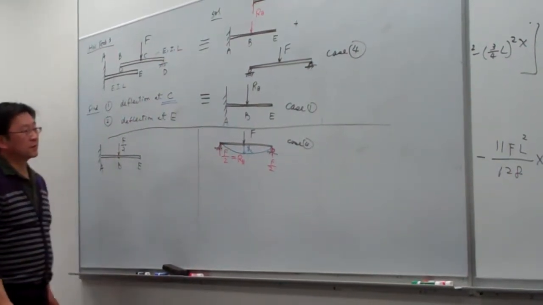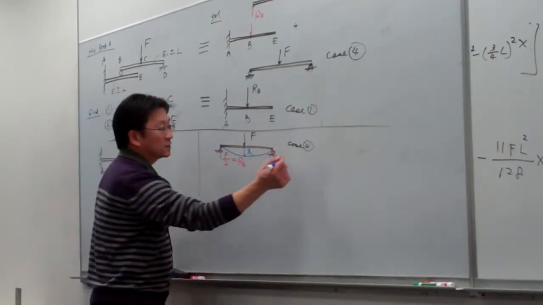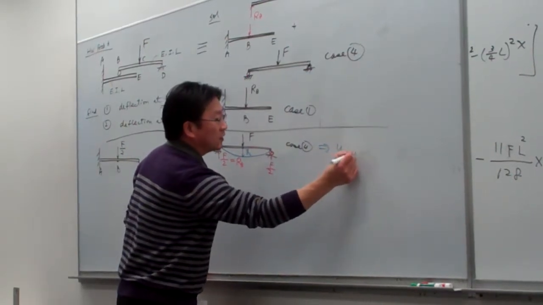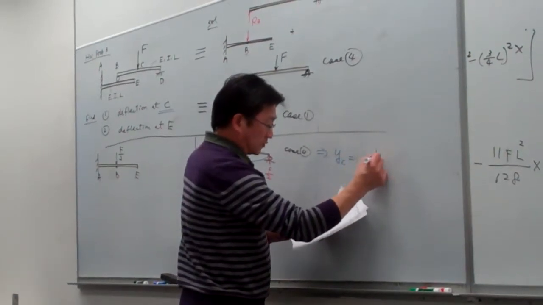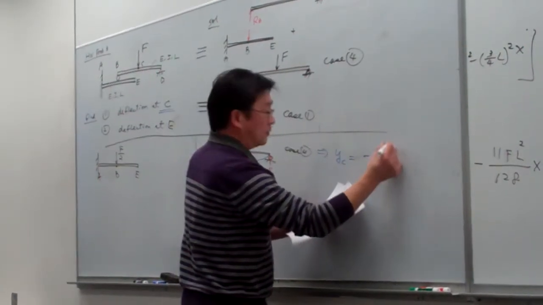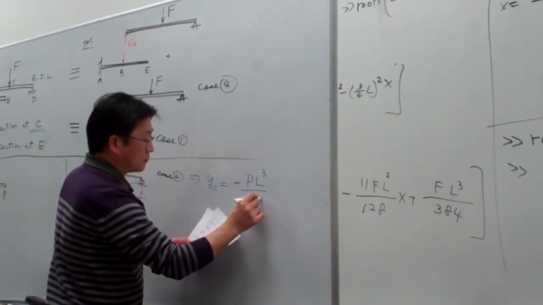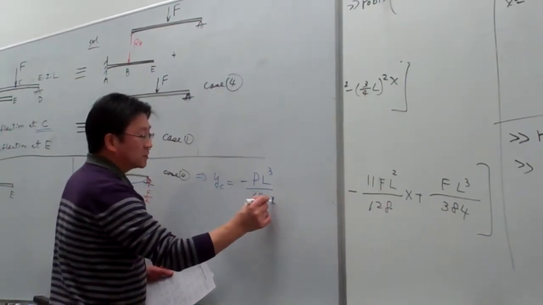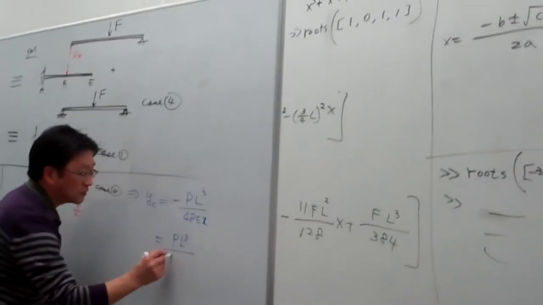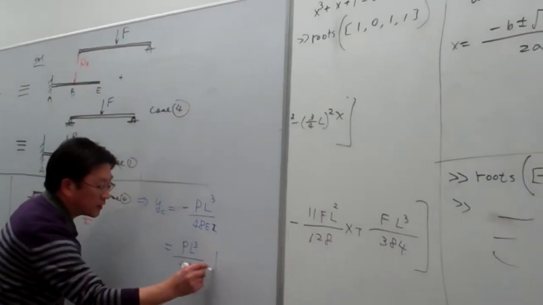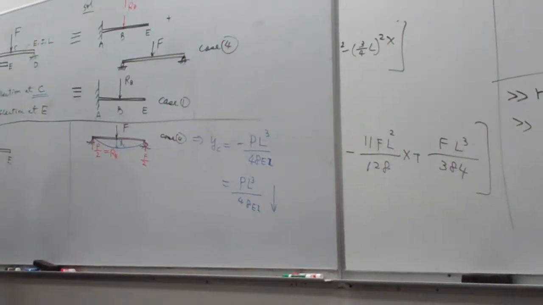YC for this case, okay? So for this case, we can check out from case 4, that means YC. At the middle, if we look at the information here, that will be minus PL cubed over 48 EI. And again, the minus simply means downward. So that means here, let me write, this is the magnitude 48 EI, and that is downward equivalent. Basically the sign indicates downward movement.